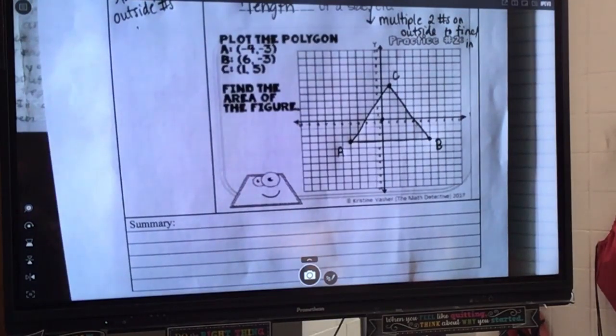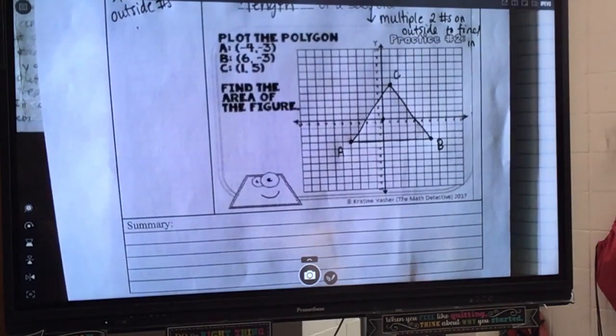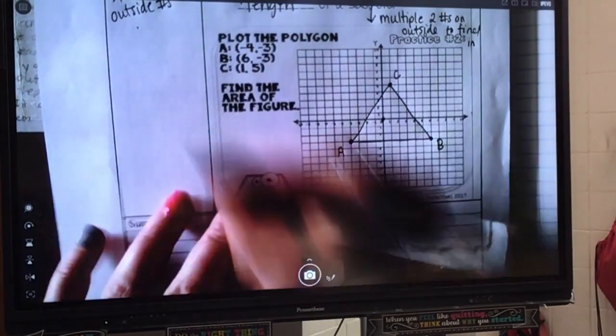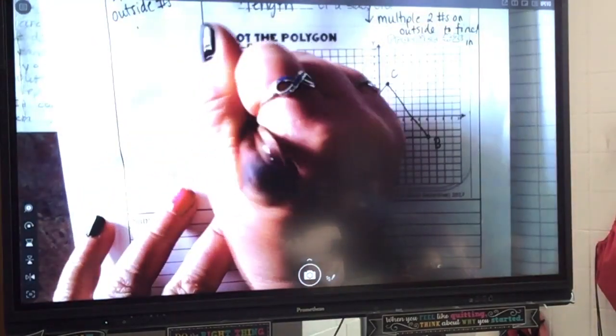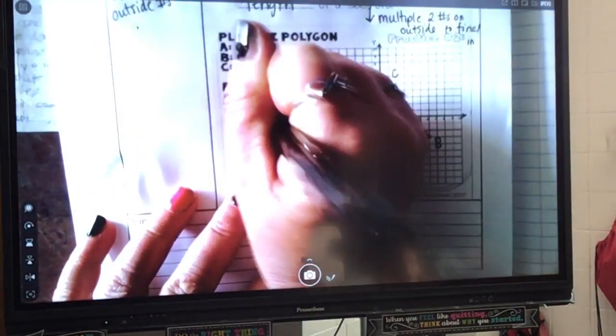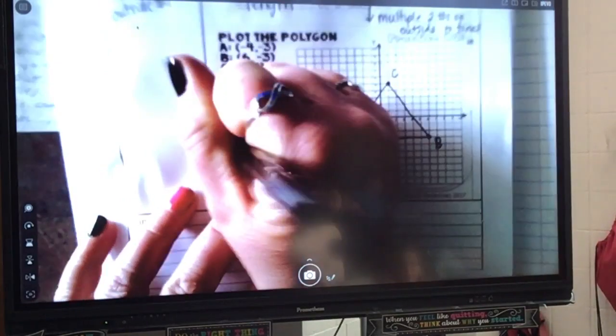I love that some people are looking at the board, that is why it is there for you to look at.